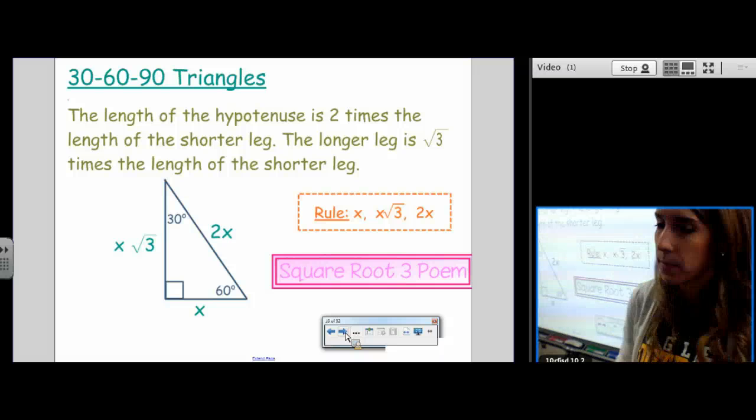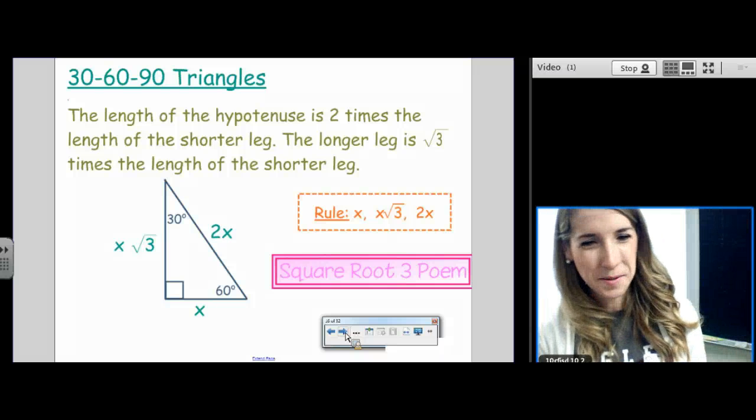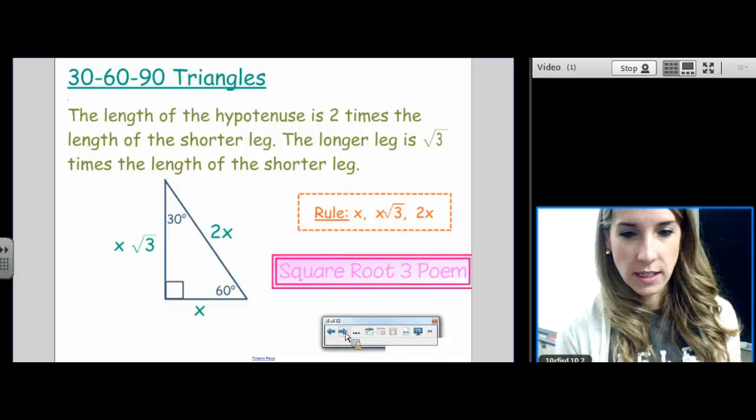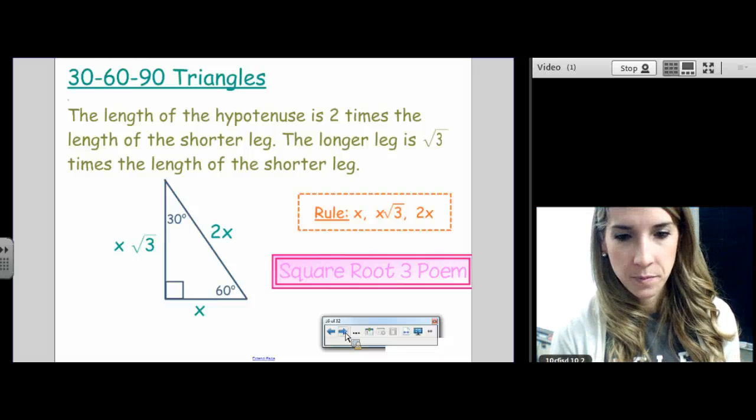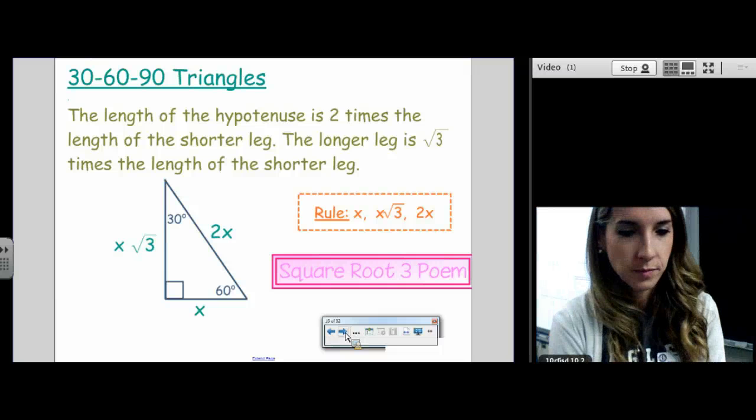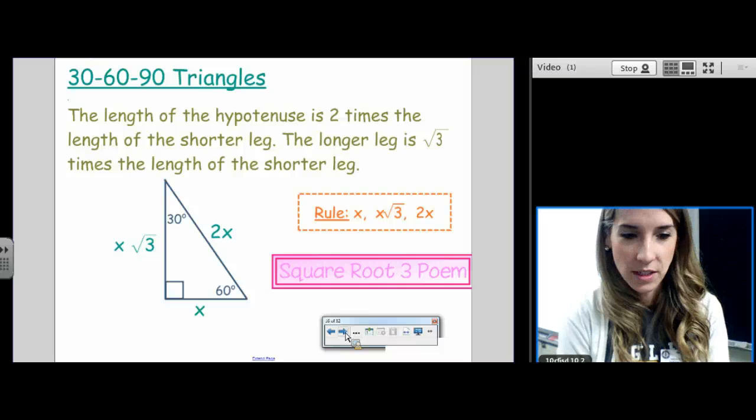Okay, so if you want to write this in your notes, this would be the one slide you would want to write down. X root 3, 2x, 30, 60, 90. There is a poem. I am actually going to show it to you.